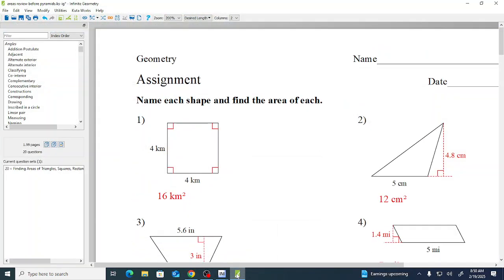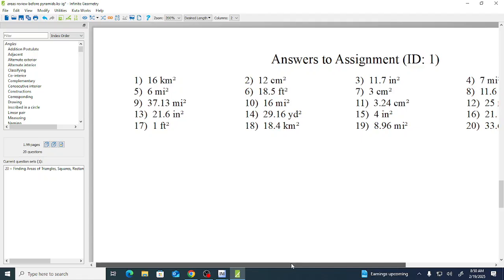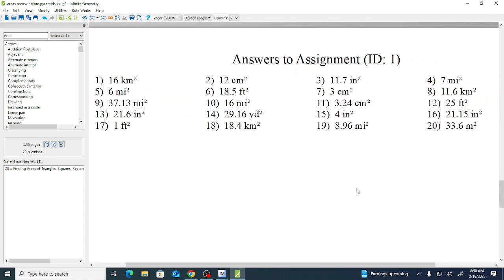Alright, there's your answers. It doesn't have the shapes, but if you got a question on the shapes, let me know. What's your question? This is all we're doing today.